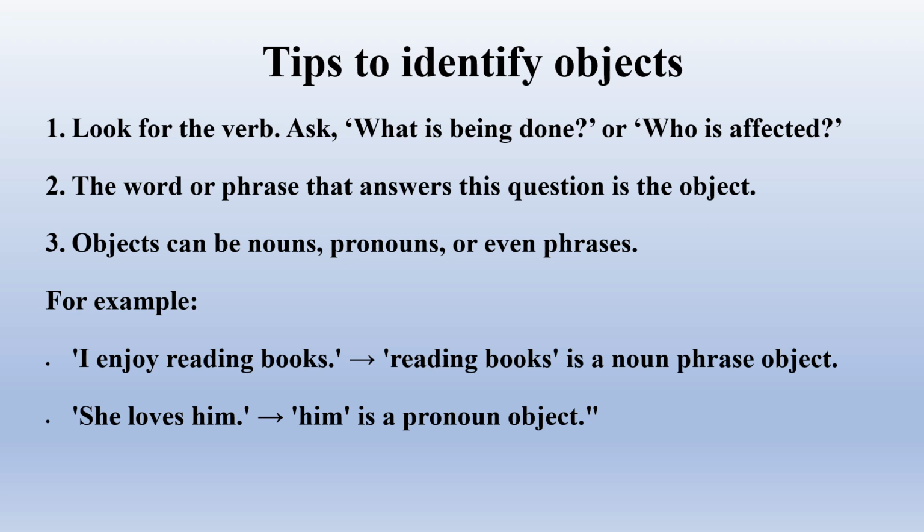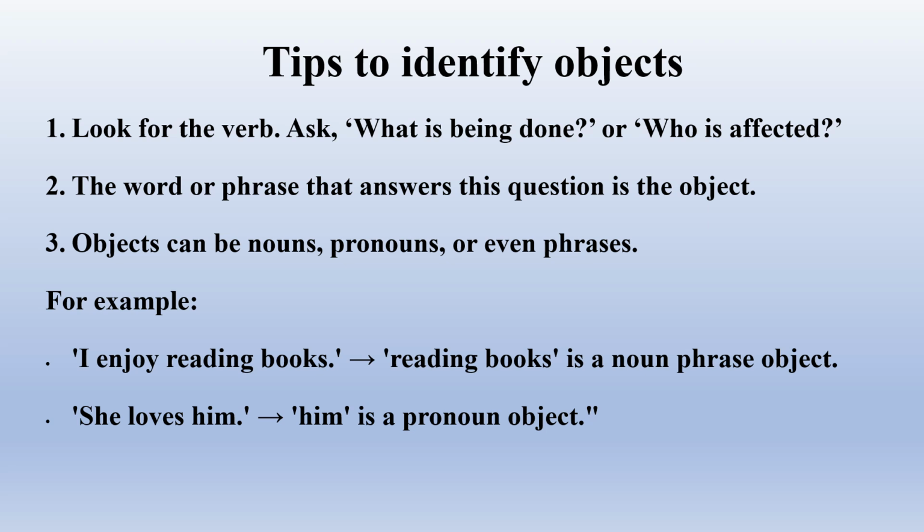So how do we identify an object in a sentence? First, look for the verb. Ask what is being done or who is affected. The word or phrase that answers this question is usually the object. Objects can be nouns, pronouns, or even phrases.